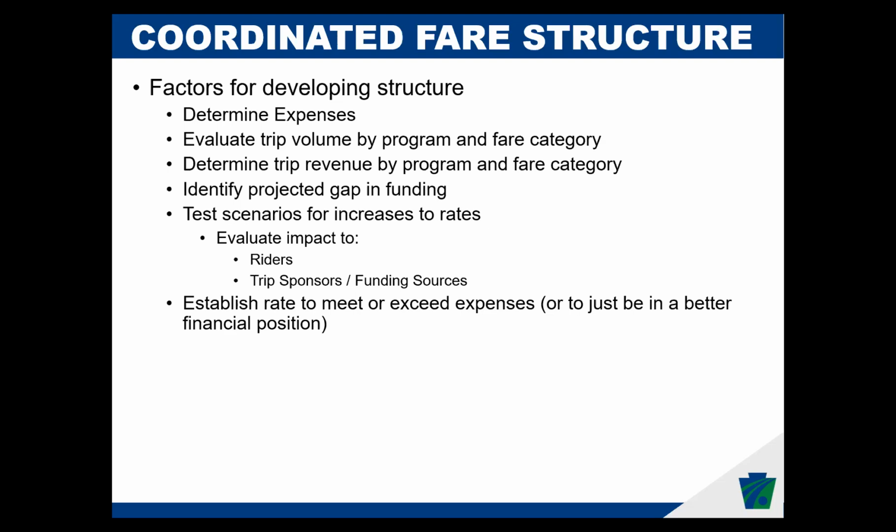The second thing is to evaluate the trip volume by program and fare category. John had mentioned that most fares are distance-based. The fare structure is typically structured for a range of miles. For example, our first category ranges from 0 to 1.99 miles, which is based off a mapping system that calculates the miles from origin to destination, utilizing the shortest distance that can be driven on roads.